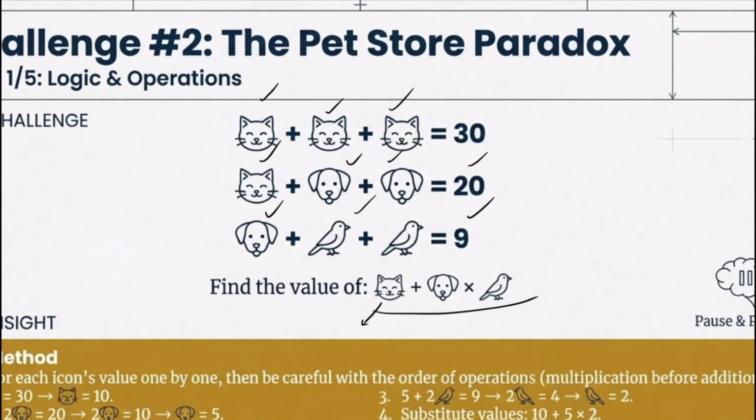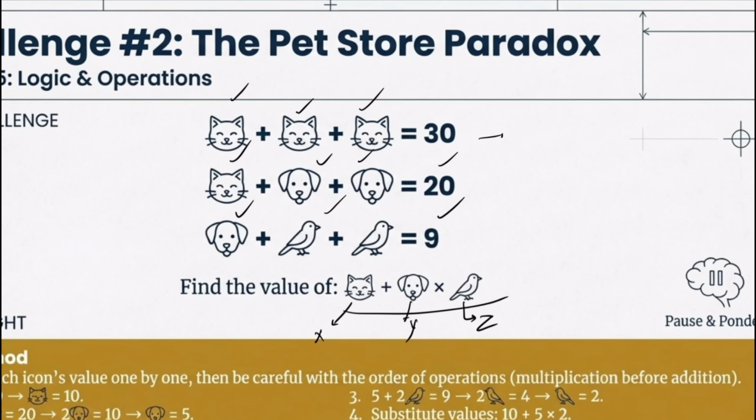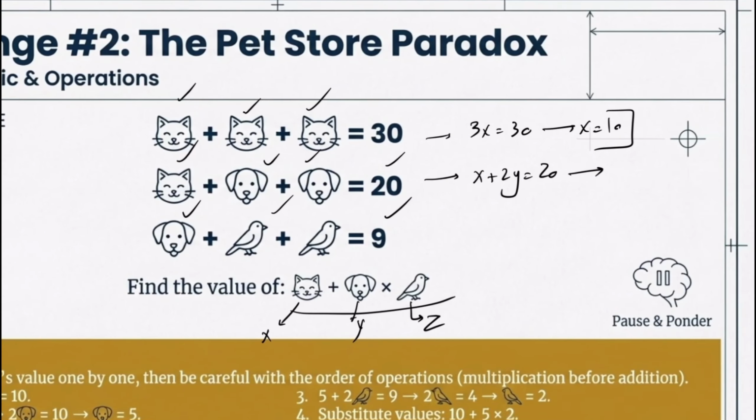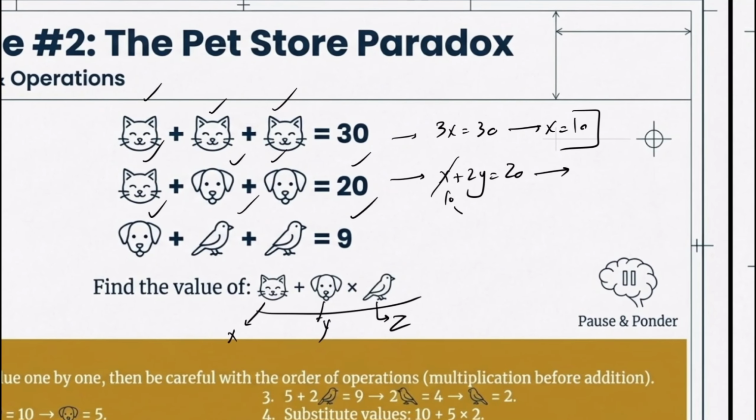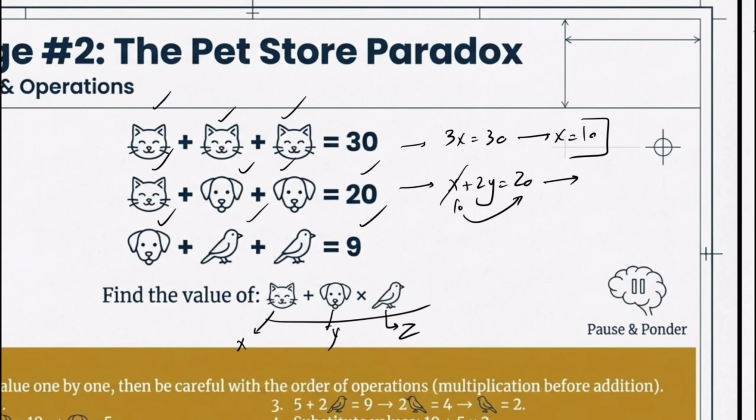Imagine I consider my cat as x, my dog as y, and my bird as z. So at this point, what do I have? I have 3x equals 30, so obviously I can find x so fast. x is equal to 10. Then I have x plus 2y equals 20. Since I already have x, I can find y itself. x is 10, so if I move it there, it would be 20 subtracted by 10, which is 10.